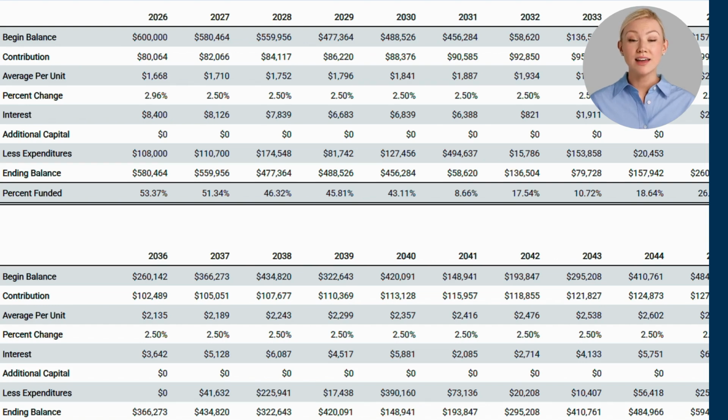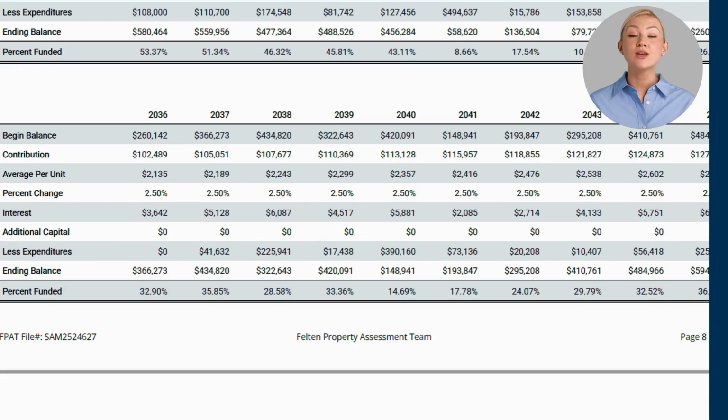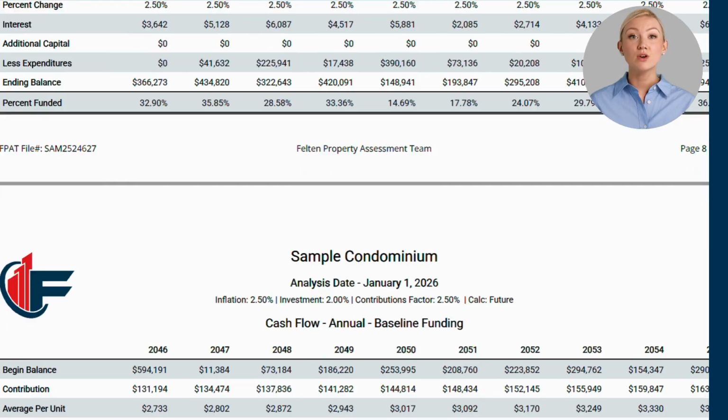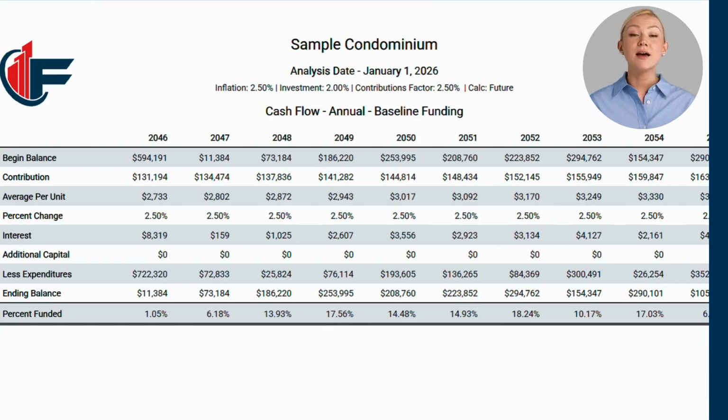Every cash flow plan has a risk year, the year in which the ending balance is at its lowest point over the 30-year projection. The lower that balance, the riskier the plan. In this example, while the year-end balance never falls below zero, it drops to just $11,384 in 2046.